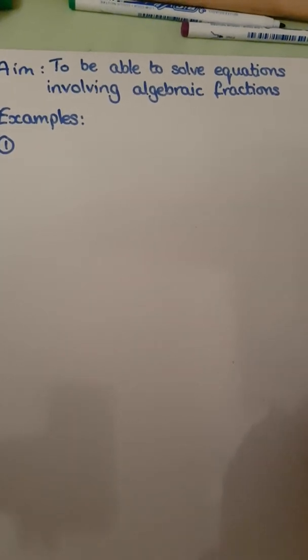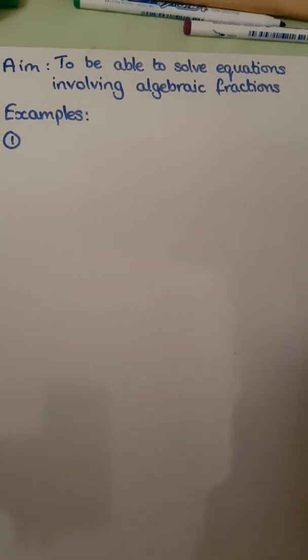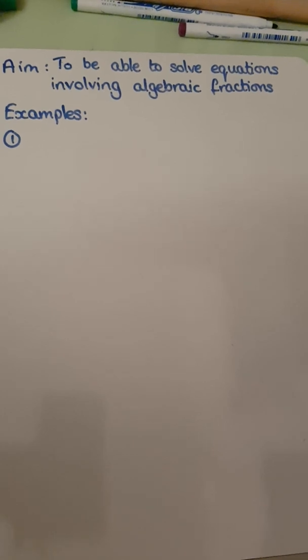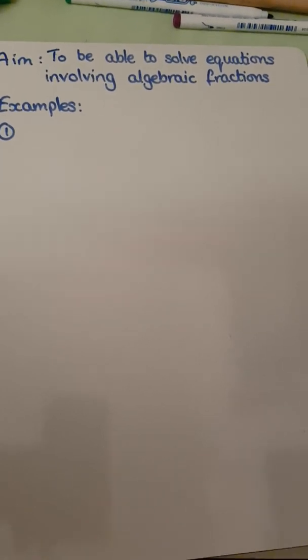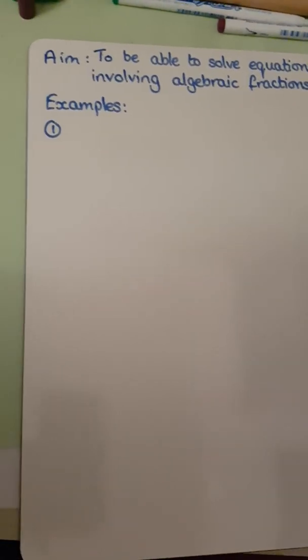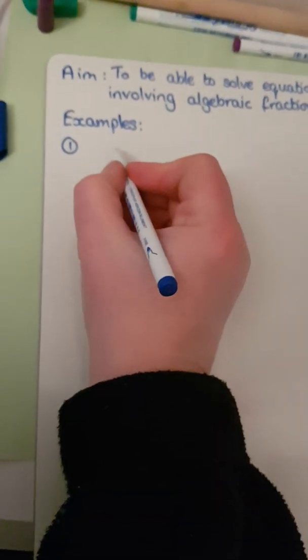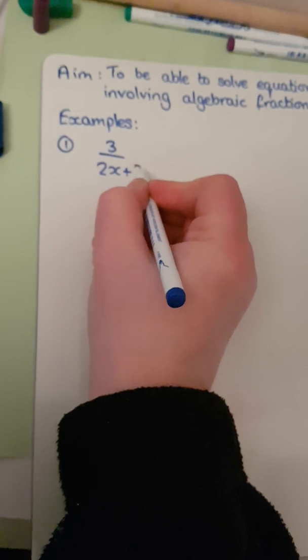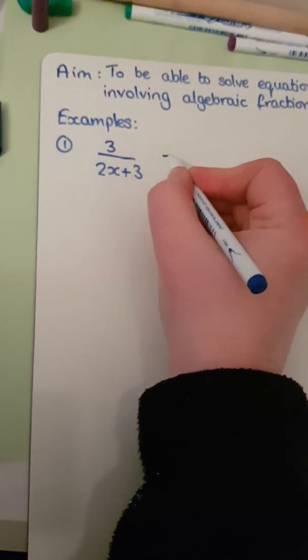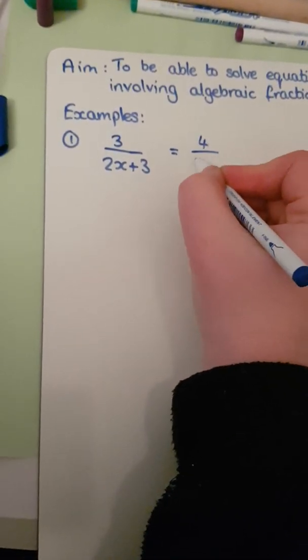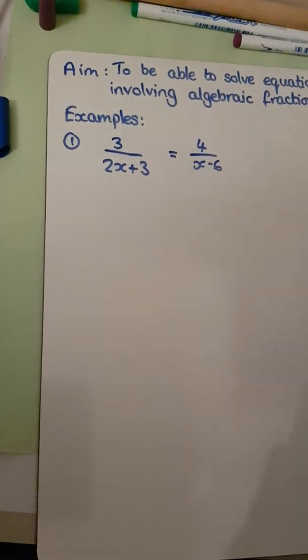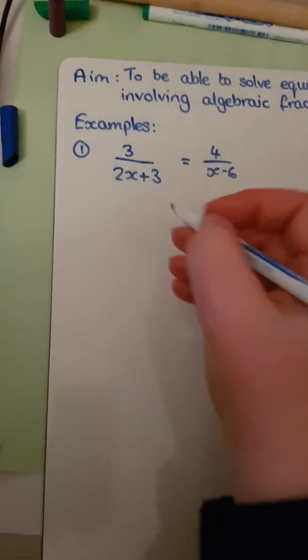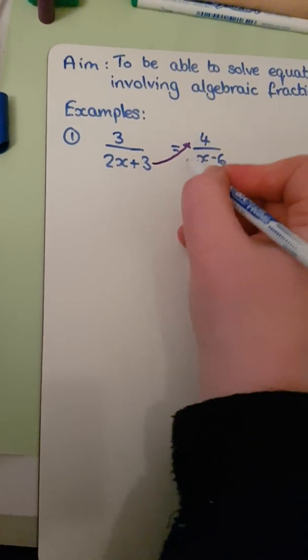Okay, what I'm going to do today is do 3 examples of solving equations involving algebraic fractions, building up in difficulty, starting with a fairly simple one that is the type that you will have met before. So 3 over 2x plus 3 is equal to 4 over x minus 6. You know full well that what we do here is we multiply across that equal sign.